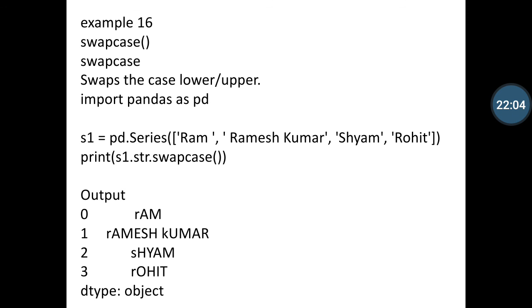Then I am using the swapcase method. This method is used for swapping the lower and upper case. So import pandas as pd and write pd.Series Ram, Ramesh Kumar, Shyam, Rohit, then s1.str.swapcase, and the output converts the letters, so Ram becomes small letters and Ramesh and K are also converted. So you notice here the string's first value is converted into the opposite case.